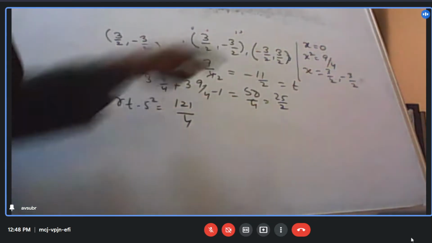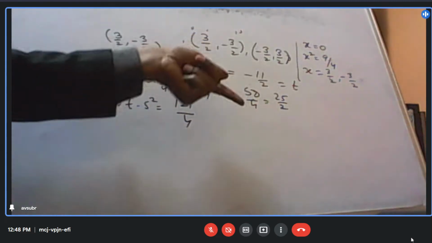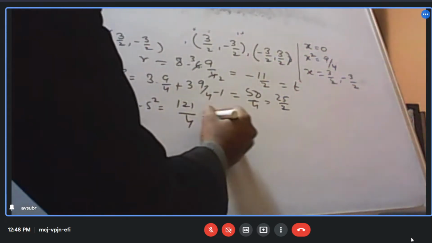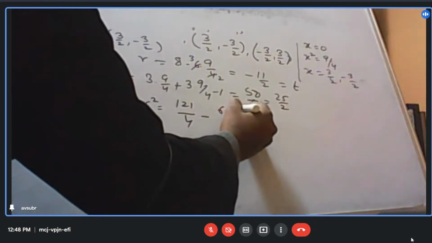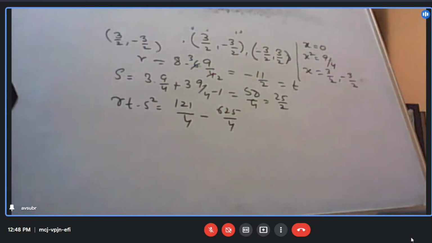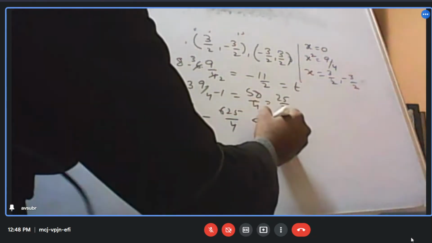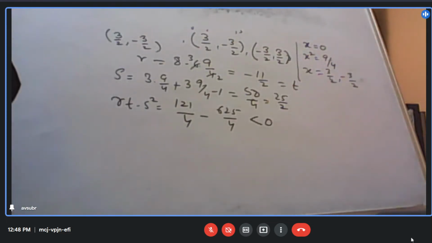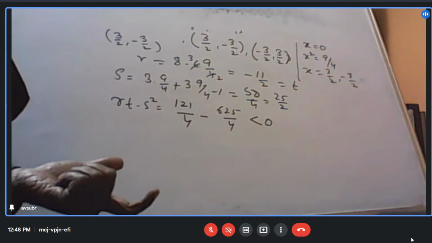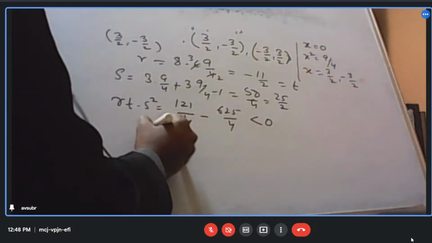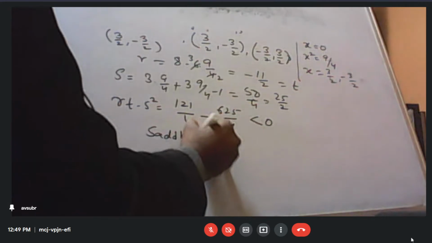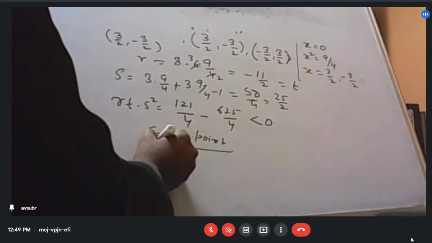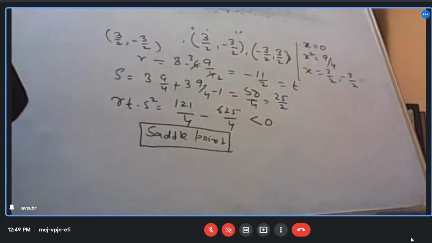So RT minus S square will be 121 by 4, 11 by 2 into 11 by 2, and minus minus plus. So 121 by 4 minus S square means 625 by 4. Is it positive or negative? Negative, sir. Since it is negative, we cannot find out whether it is maximum or minimum. In other words, we have arrived at a saddle point. So here we will get saddle points at 3 by 2 and minus 3 by 2.